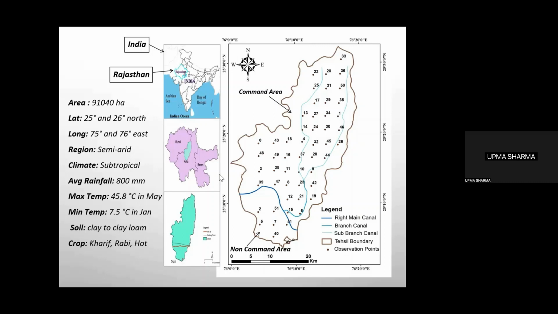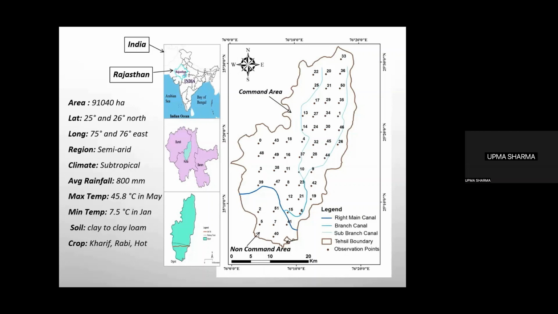This is the area you can see here. This is the command area. This is the right main canal flowing. The above part shows the minor sub-branches. This is the whole command area. This is the non-command area. I have also taken some points from the non-command area, because I got complaints from this area too, that due to seepage from the canals to the other side, the problem of salinity and waterlogging has started arising.